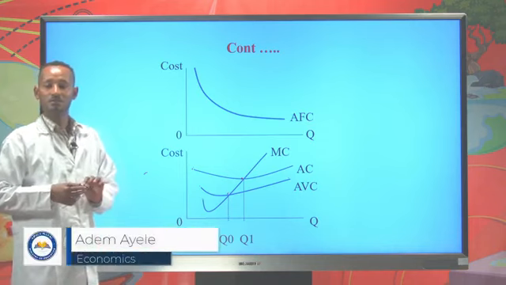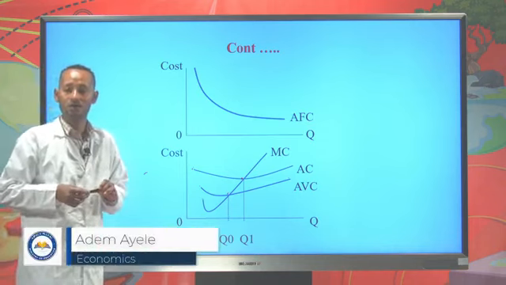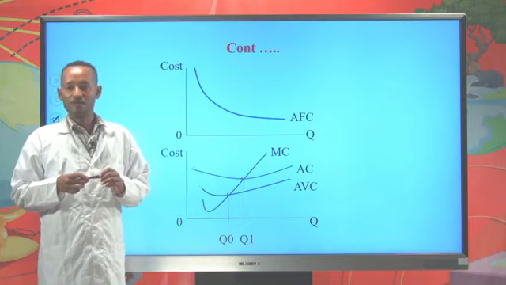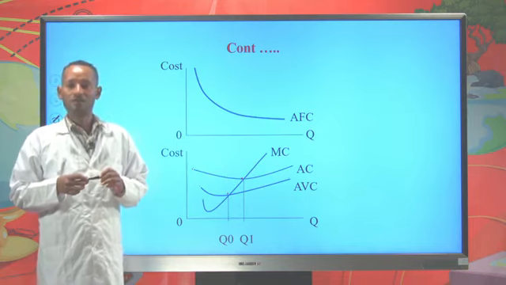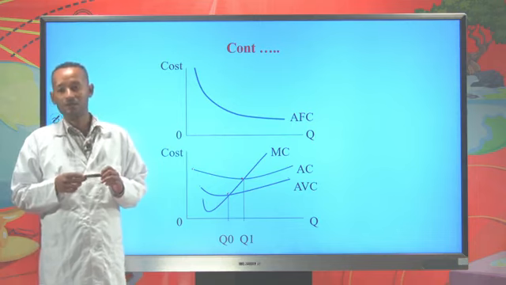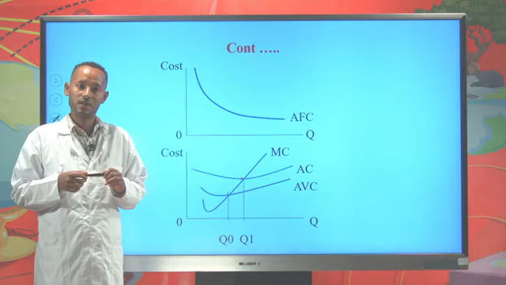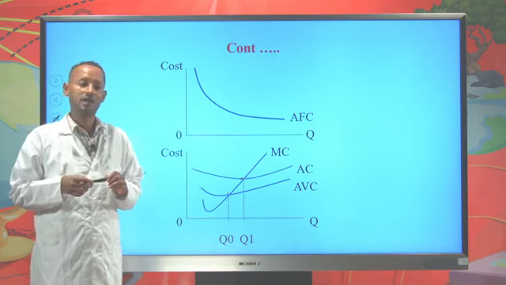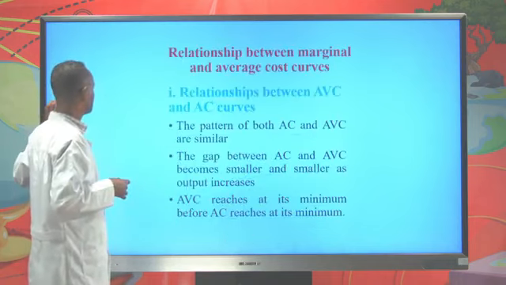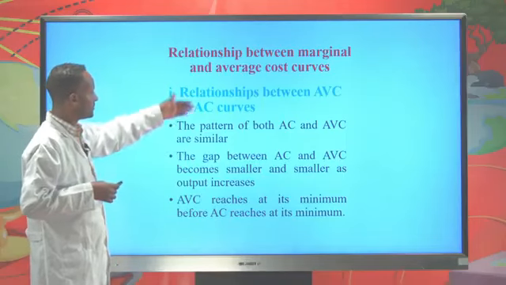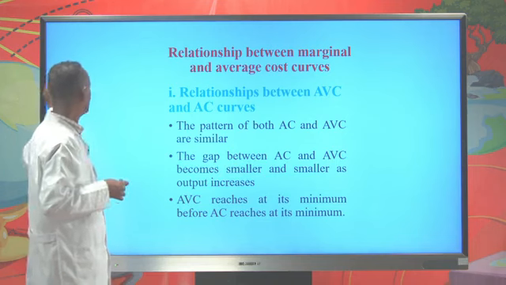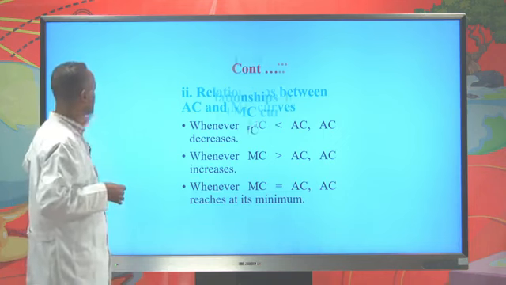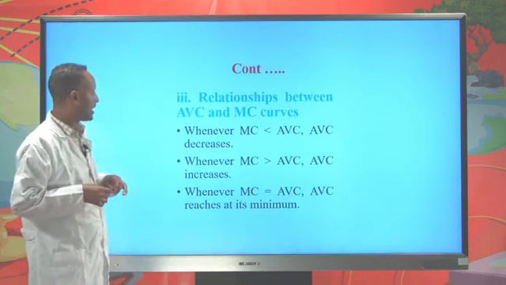So, the three relationships between the MC and the AC or the AVC curves are: whenever AC or AVC is above MC, AC or AVC decreases. Whenever MC equals AC or AVC, then AC or AVC reach their minimum. Whenever MC is above AC or AVC, AC or AVC increases. This is the relationship between the AVC and the AC curves. This is the relationship between the AC and MC curves. This is the relationship between the AVC and MC curves.